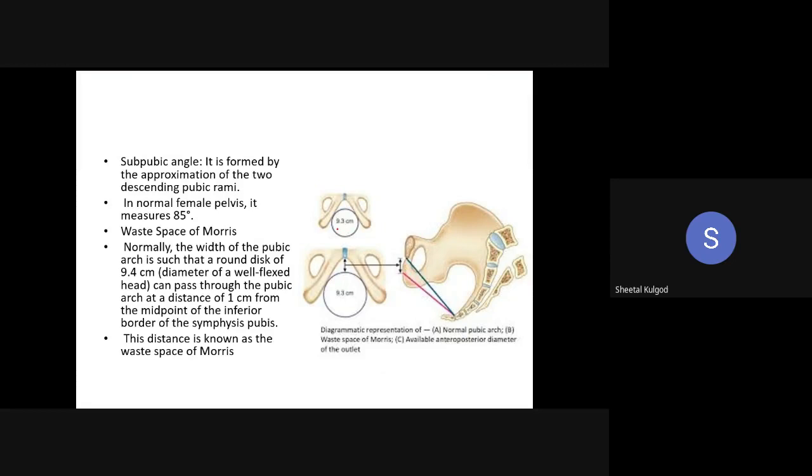So whenever there is a wider pubic angle, as in the female gynecoid pelvis, the space will be larger so that the fetal head can be accommodated and it passes. If the subpubic angle is narrow, then for the head to be accommodated it will require much larger space, so the space of Morris will be larger and the wastage is more. So the wider the subpubic angle, the lesser will be the waist space of Morris, and the fetal head can pass easily. Have you got this concept? Yes, ma'am.